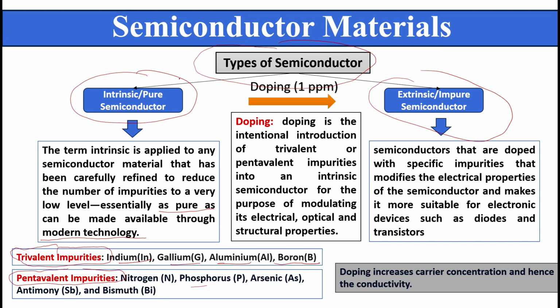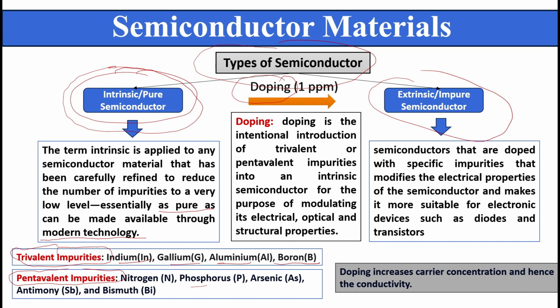In its pure form, the semiconductor is not very conductive. So in order to increase the conductivity of the pure semiconductor material, we intentionally add trivalent and pentavalent impurities according to the requirements, and this process of adding impurities is known as doping. Okay, so what is doping?